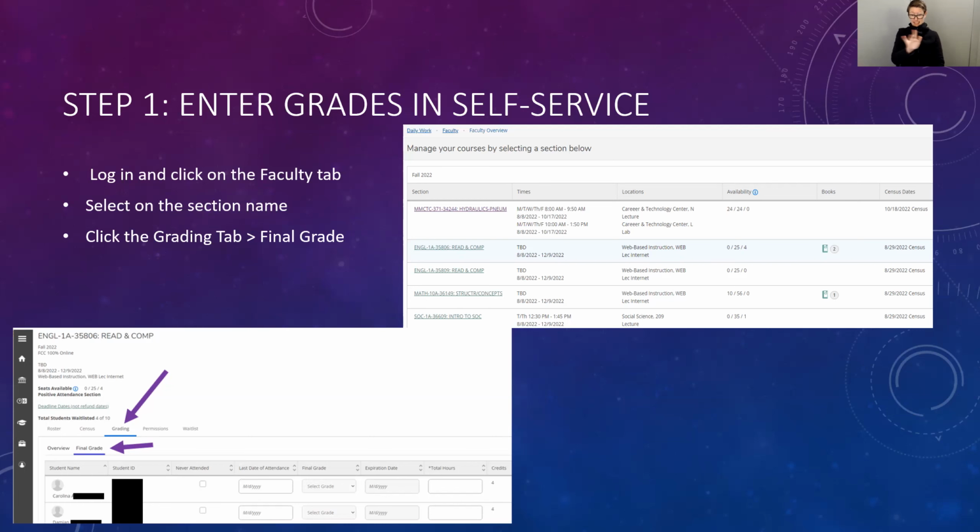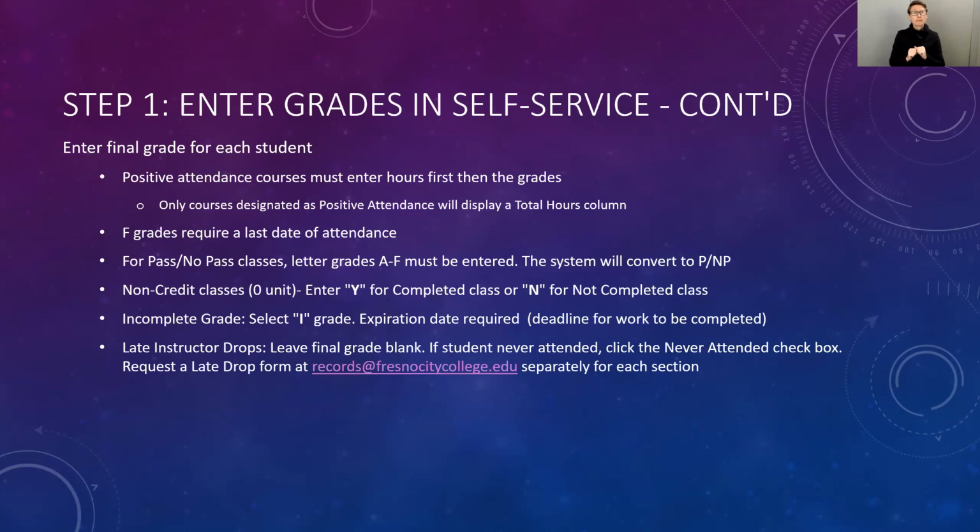Positive attendance classes. Go ahead and go to the next tab for me, John. Positive attendance classes will be labeled as such, but before you can enter a letter grade for those, you have to enter in their hours first, and there's a drop down or a fill box next to that. Only classes that are designated as positive attendance will show the total hours column. So if you're not a positive attendance course, you won't necessarily have to worry about that. As I just said before, F grades require last dates of attendance. Your rosters should match that too.